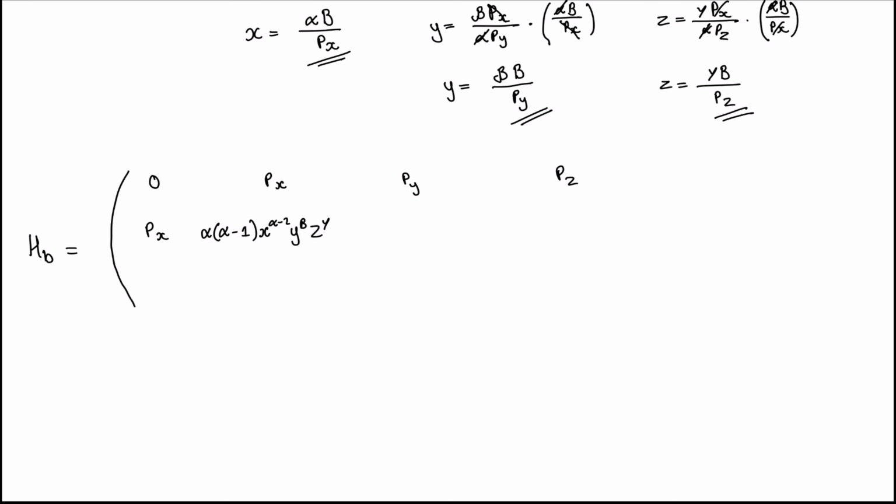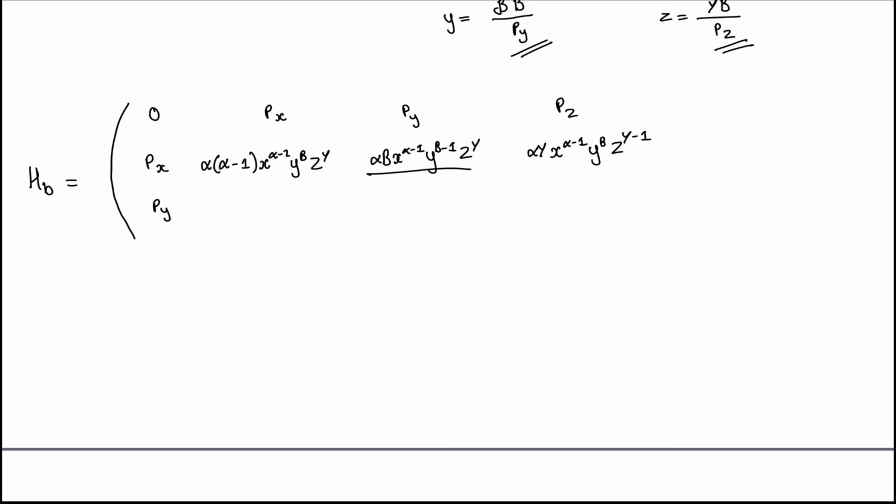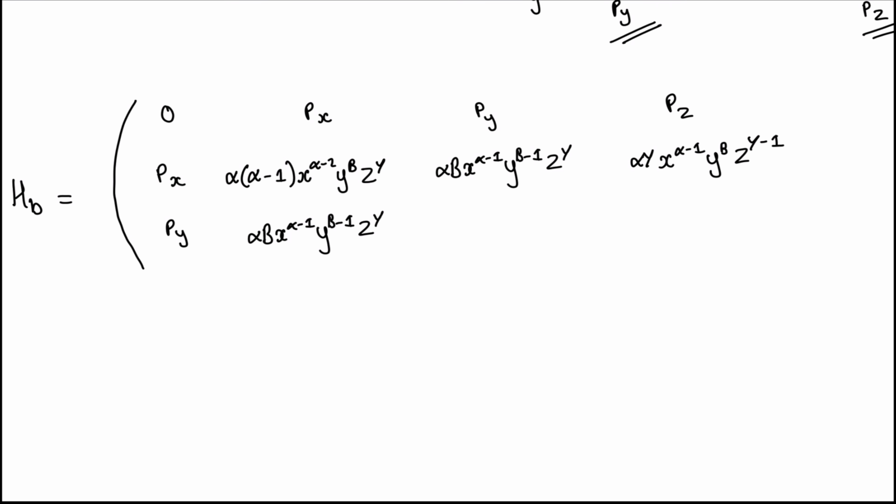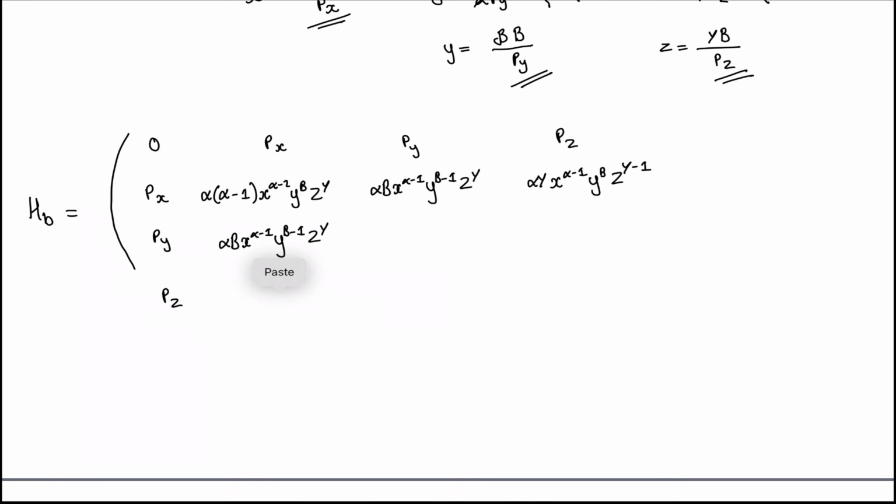Differentiating with respect to y gives us alpha beta, x to the power of alpha minus 1, y to the power of beta minus 1, z to the power of gamma, and differentiating with respect to z gives us alpha gamma, x to the power of alpha minus 1, y to the power of beta, z to the power of gamma minus 1. Doing the second row now, we know that this is going to be the same because the bordered Hessian is symmetrical. So we can just copy this and paste that over here. And we know that this is also pz, and that due to symmetry, we can paste this over here.